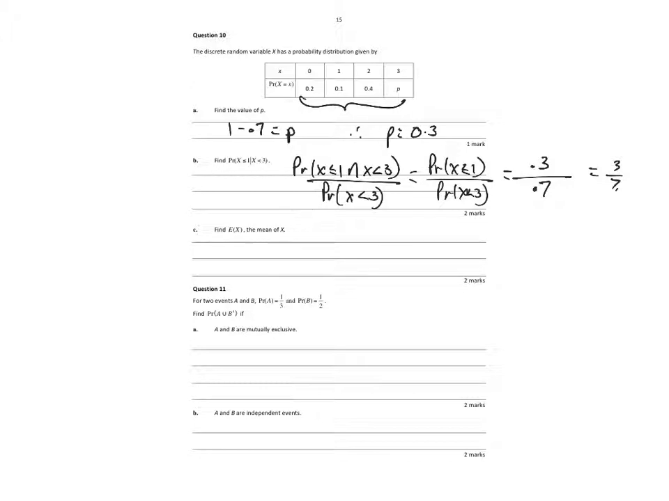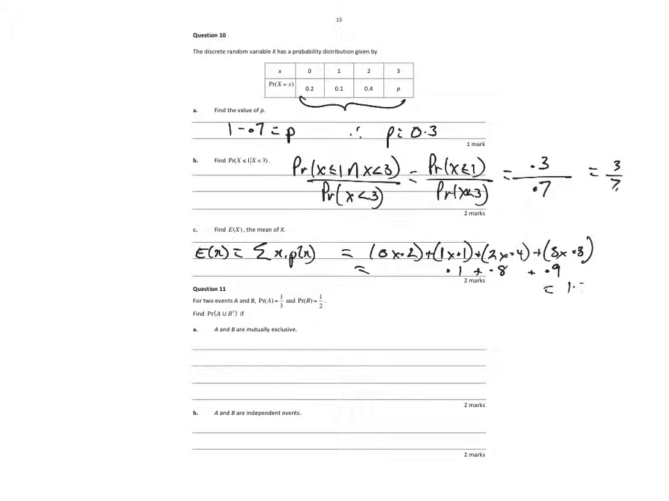The expected value of x. So E of x is simply equal to the sum of x times P of x, which is equal to 0 times 0.2 plus 1 times 0.1 plus 2 times 0.4 plus 3 times the p-value, which was equal to 0.3. So it's equal to 0.1 plus 0.8 plus 0.9, which is equal to 1.8.